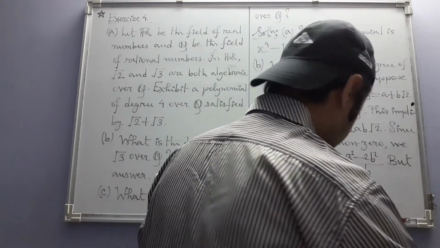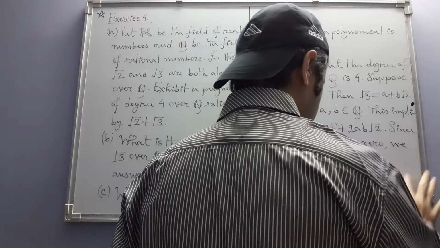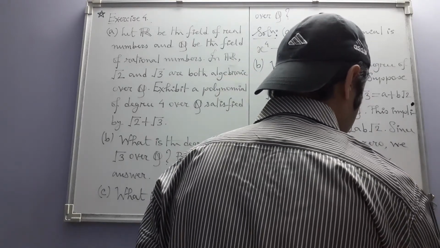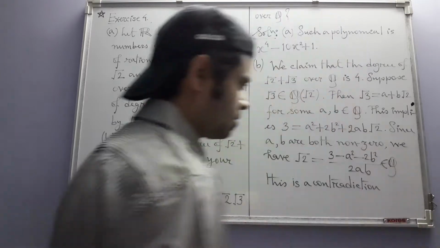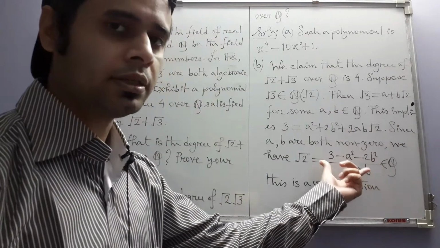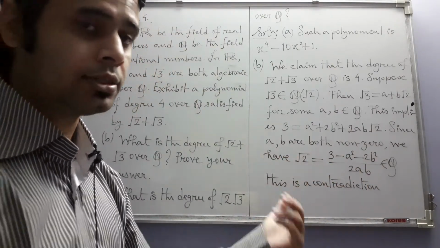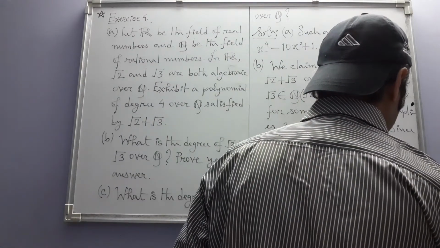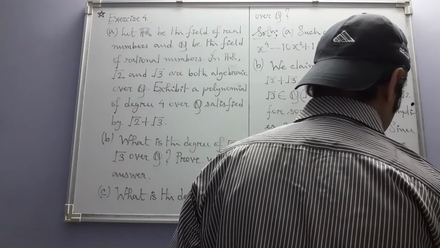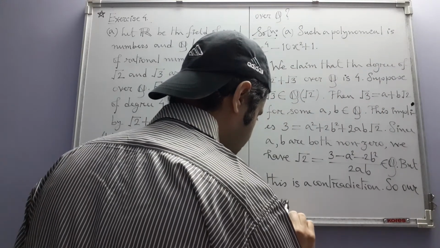In fact, you can continue the previous line like this. This belongs to the set of rational numbers. The right hand side, this expression, is a rational number, so square root of 2 also belongs to it. That is the contradiction. So our supposition is wrong.